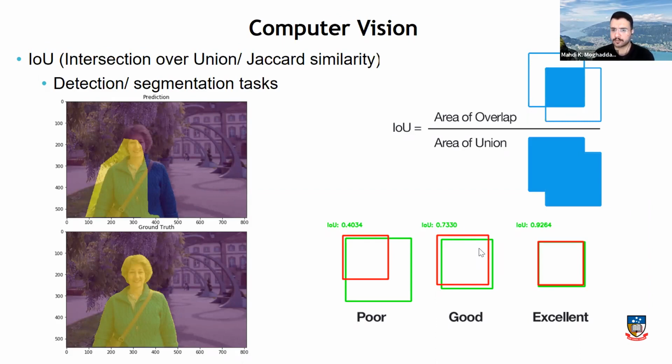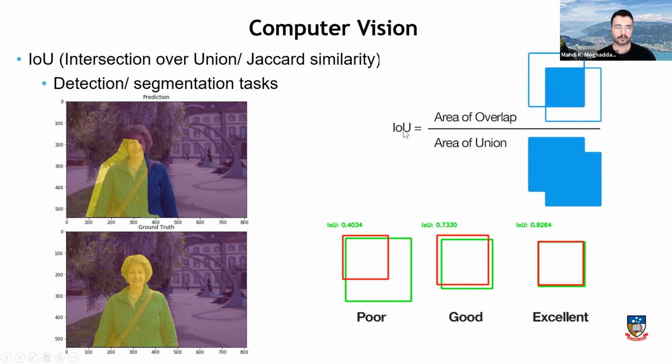IOU, for example, you could also use with two arrays. But here we are interested in the typical metrics used in some of the common computer vision tasks. If you're dealing with detection and segmentation, normally the way to put a number on the performance of your model is first to calculate the IOU, which is intersection over union. It's also known as Jaccard similarity, and it is basically the amount of overlap of your predictions.